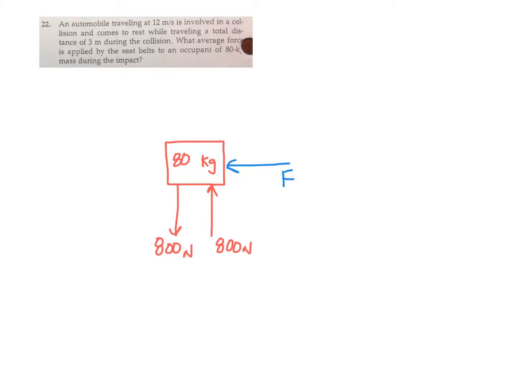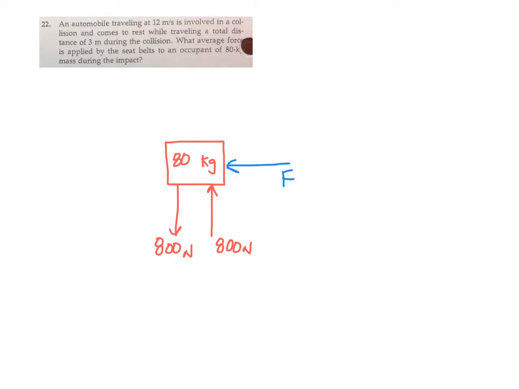The seat belts are what are applying the force, but they're not the object on which a force is applied as far as solving the problem. Yes, there is a force on the seat belts that would be opposite and equal to the force that the seat belts exert on the person. That's Newton's third law. But we're just looking at the person here.